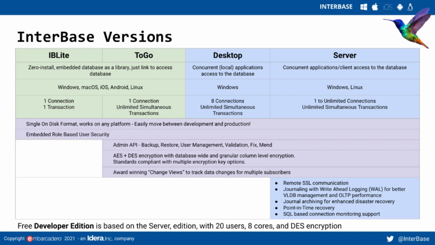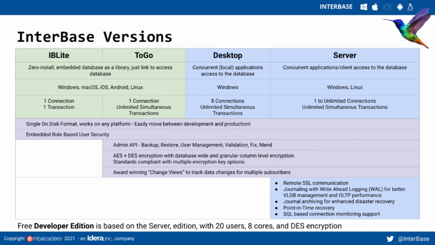Each platform has the same on-disk format, which makes it very, very easy to develop and move between them. And the same embedded role-based user security, and the admin APIs for backing up, restoring, adding users, validating, fixing and mending databases, again work across all versions. The encryption setup and configuration is again available in InterBase To Go and the desktop and server edition. So yeah, it all works the same way everywhere. And change views, obviously, is part of the To Go, desktop and server edition.